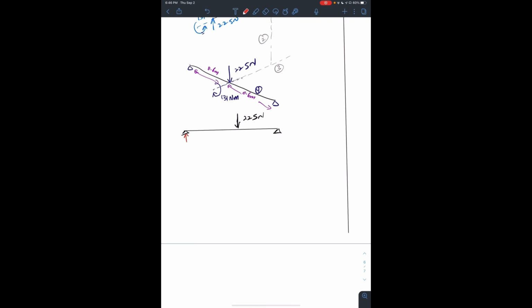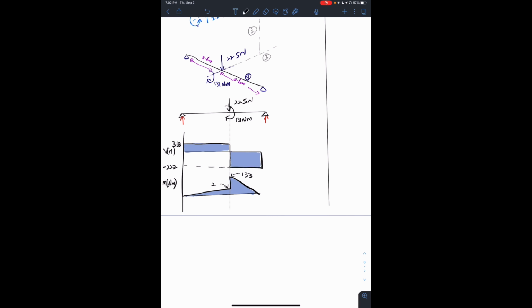We have our reaction forces, and we also have a moment at the center here being applied, 131. Okay, so I've jumped ahead to the shear force and bending moment, and I already worked it out. So this will be the shear force and bending moment diagrams for this particular system. Again, that's an exercise for you to do.